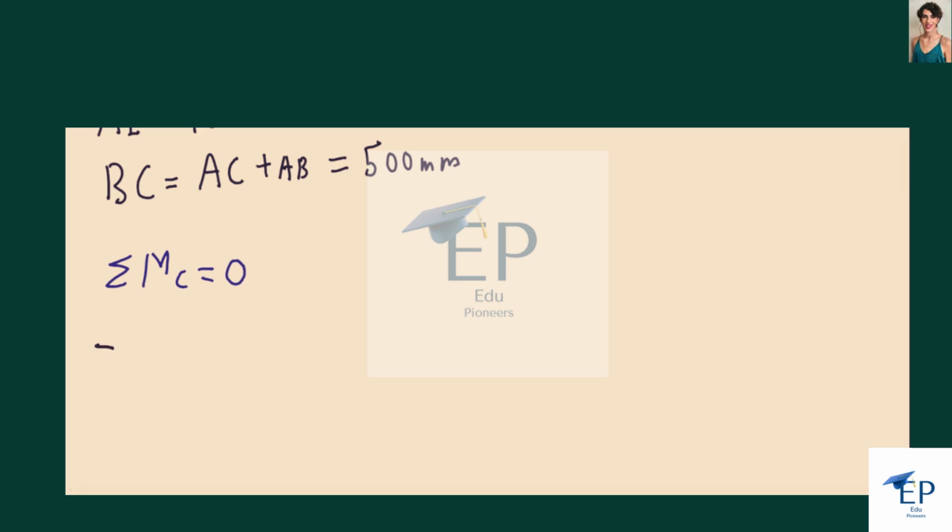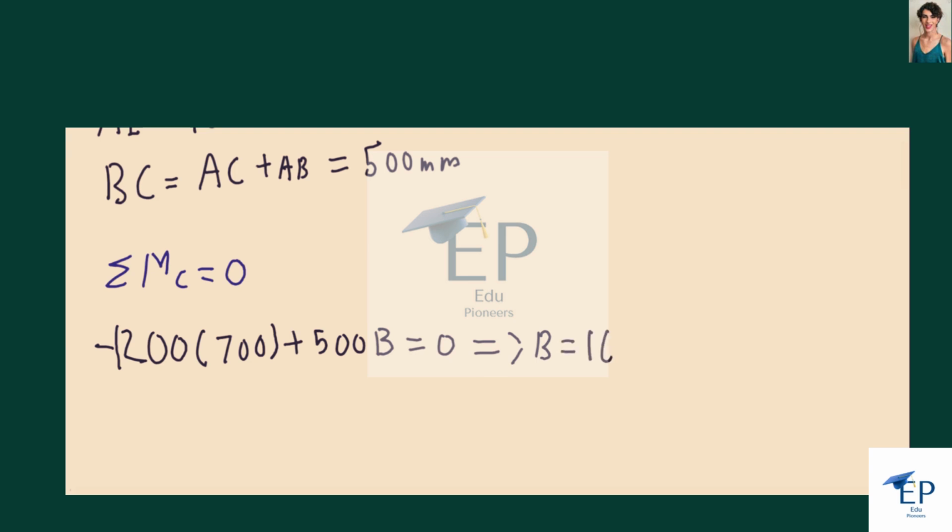And we can say that negative 1200, the input force, times 700 plus 500 times B is equal to 0. And solving for B, we get a force of 1680 newtons.